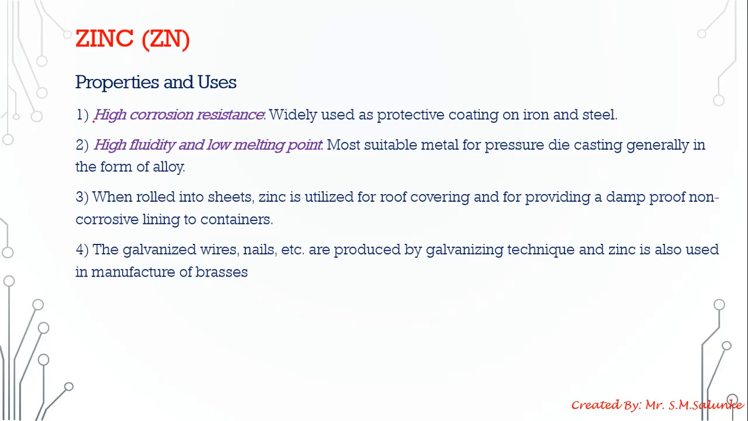Just like copper and aluminium, zinc also has high corrosion resistance, and most elements have a zinc coating for the corrosion resistance property. It has high fluidity and a low melting point, so it is the most suitable metal for pressure die casting, generally in the form of alloys. This is nothing but with the help of a pressure die or mold, various shapes are prepared to get the desired product.